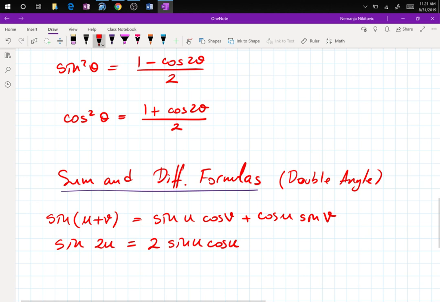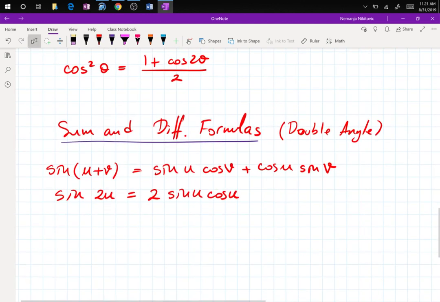Because if you have a sine 2u, then your u plus v is u plus u. And you get sine u cosine u, and the other sine u cosine u is the same thing, so 2 sine u cosine u. So these formulas are the same, actually, where the one on top is the more general case. That's the way it goes. And we have the one for cosine. We don't have to deal with the tangent. I'm not even going to write it. It's just sine and cosine that are needed.